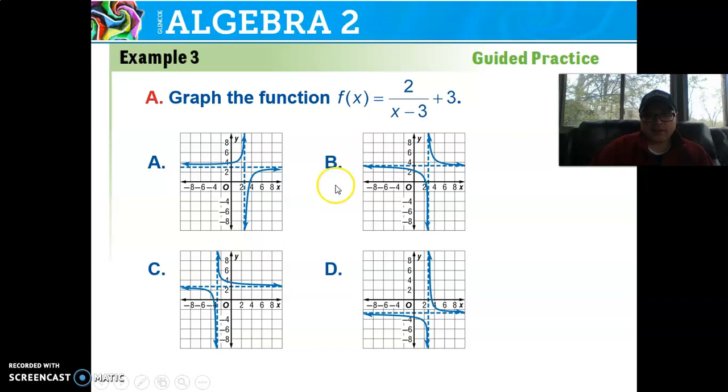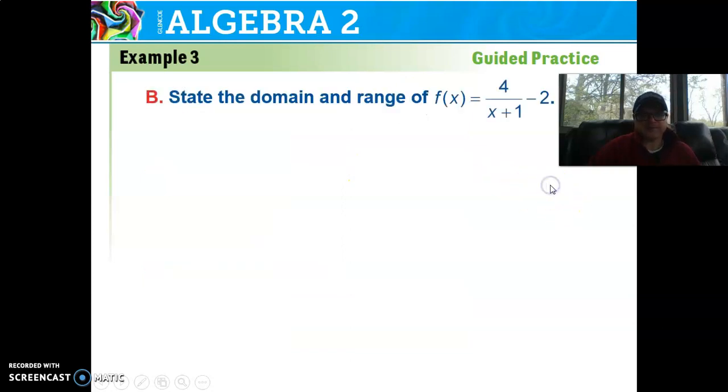So let's take a look and see if you can graph this function based on your knowledge of transformations of the reciprocal. And the answer is B. Vertical asymptote at x equals 3 and a horizontal asymptote at y equals 3.